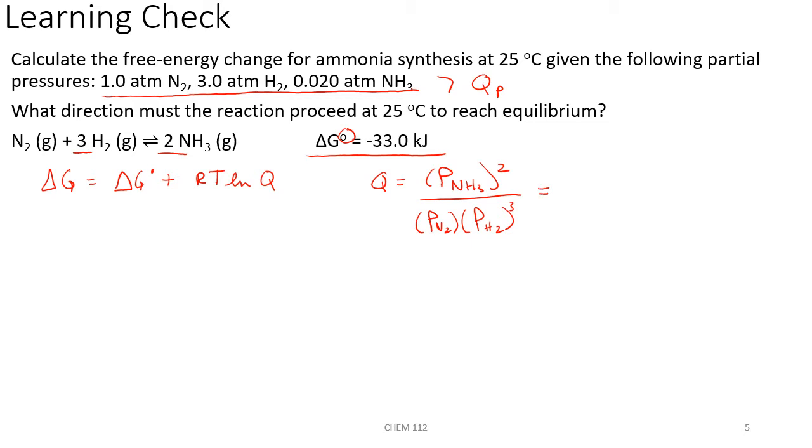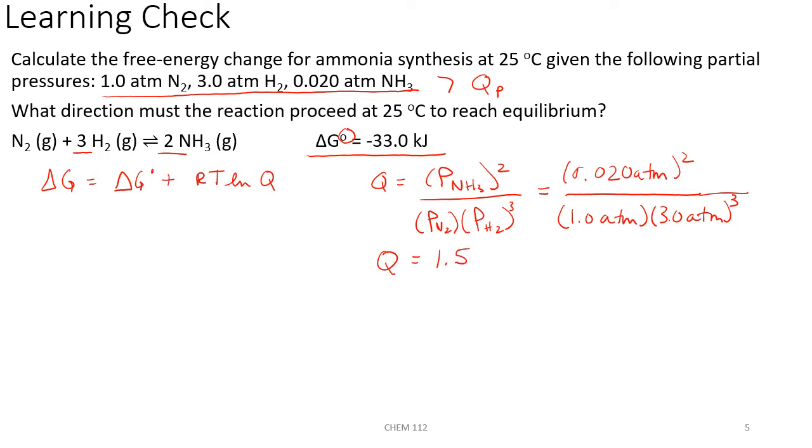Next, we can put in our partial pressures that were given to us, our non-equilibrium partial pressures. We have 0.02 atmospheres on the top, and that'll be squared. For N2, we had 1 atmosphere. And for H2, we had 3 atmospheres, and that was cubed. Our value for Q, our reaction quotient, comes out to being 1.5 times 10 to the negative fifth.